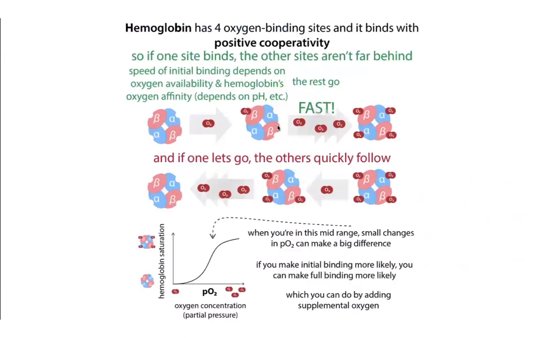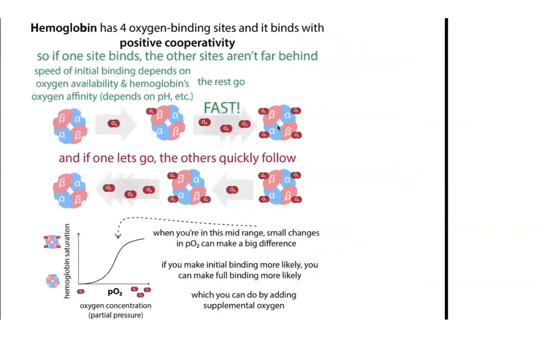Speaking of super duper cool, let's review hemoglobin. Remember, it's got those 4 binding sites, and it binds with positive cooperativity, meaning that if one oxygen binds, then the rest of them are going to bind quickly. And if one lets go, then the others are going to quickly follow. As a result, you get this sigmoidal binding curve, sigmoidal even on a linear scale. At higher oxygen concentrations, you're going to have a higher affinity for oxygen, and at lower oxygen concentrations, a lower affinity for oxygen. As a result, you're able to take up oxygen in your lungs and release it in your tissues.